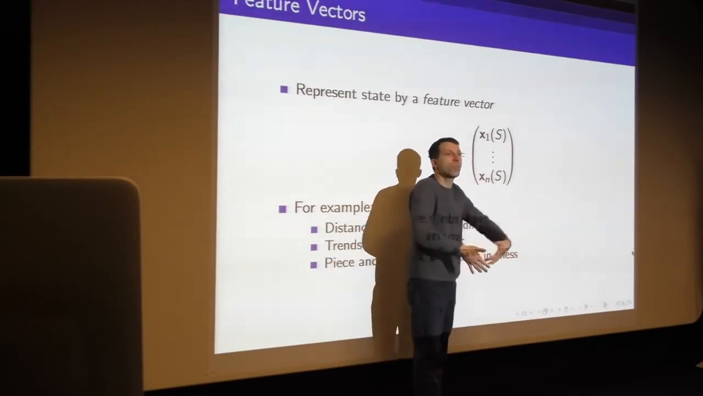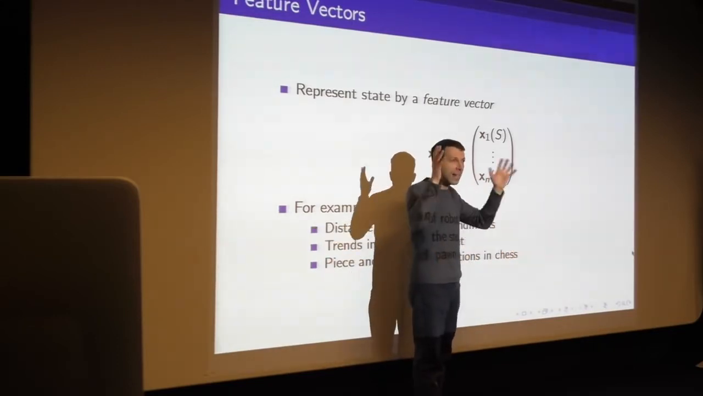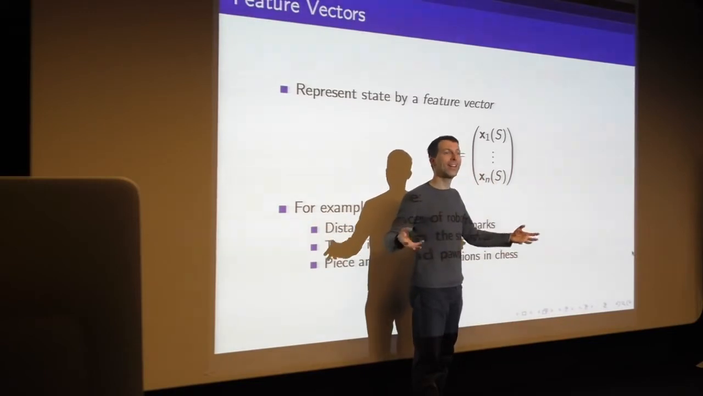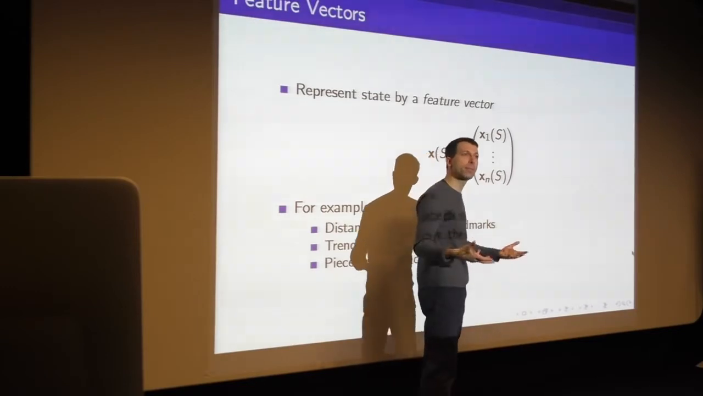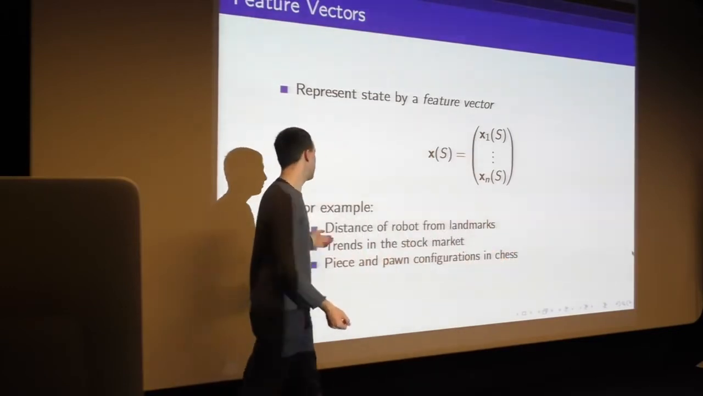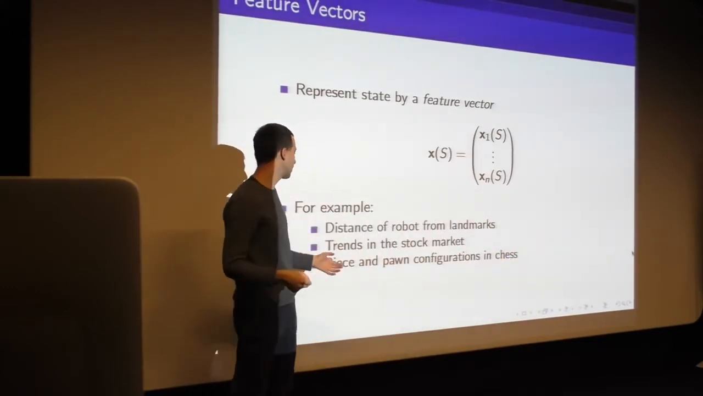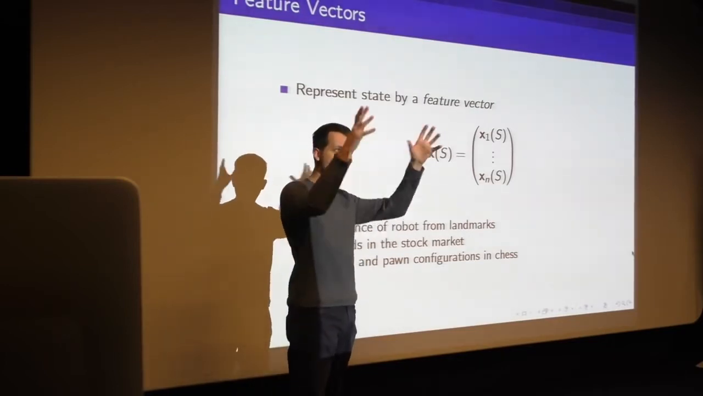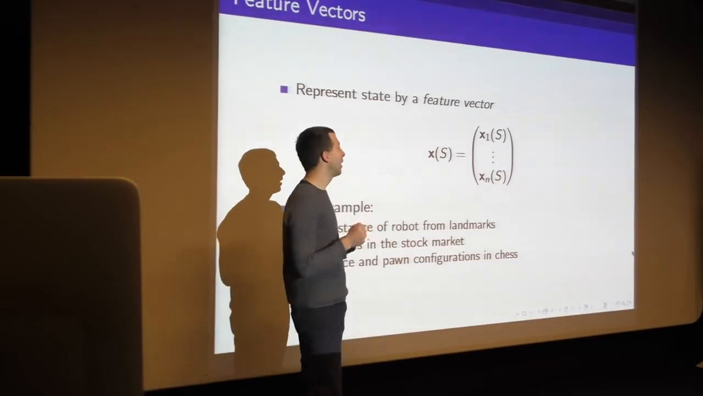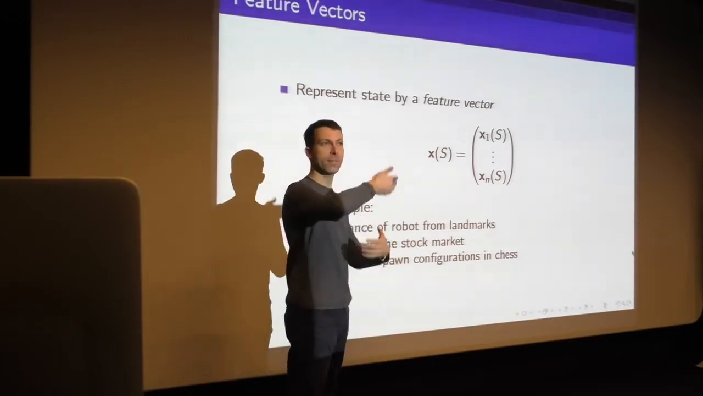And the feature vector throws away a lot of information. I'm no longer considering exactly what I'm seeing, and I'm compressing all of my knowledge into this feature vector. But if these features are good, it can make the learning problem much easier. It could be some trends in the stock market, or if we're playing a game, it could be which configurations of pieces or pawns are present on a chessboard. These are all valid choices of feature vector.